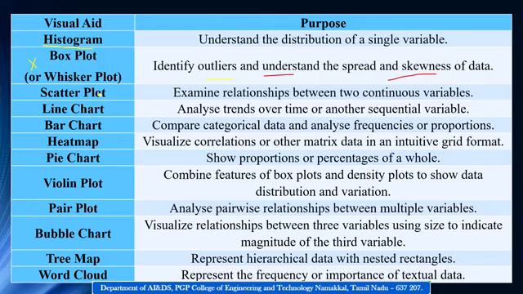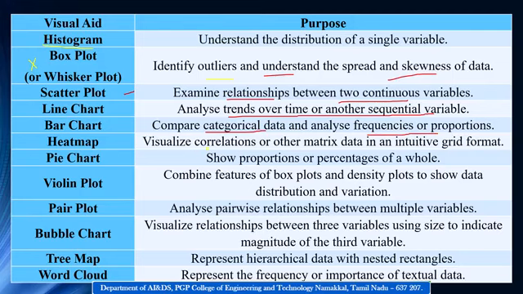Then scatter plot for 2 variables, that means you can find the relationship between 2 continuous variables. Line chart, so this is for analyzing the trend over a period of time, or another sequential variable. Then bar chart. The bar chart is used for categorical data, to compare the categorical data and to analyze the frequency or the proportions.